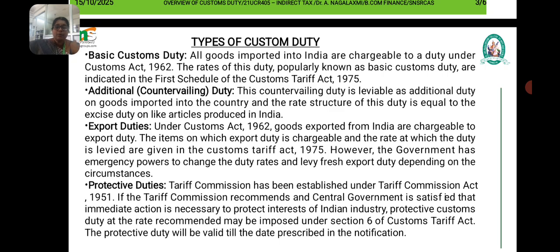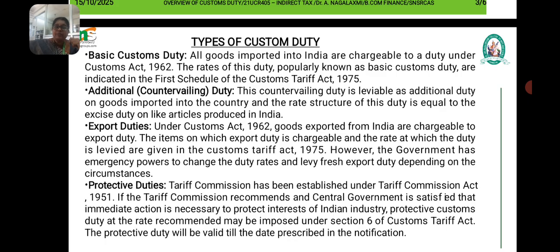Third is export duties. So if we export goods from India to another country, for that the customs duty will be charged. That is said to be export duties. Under the Customs Act 1962, goods exported from India are chargeable to export duty.